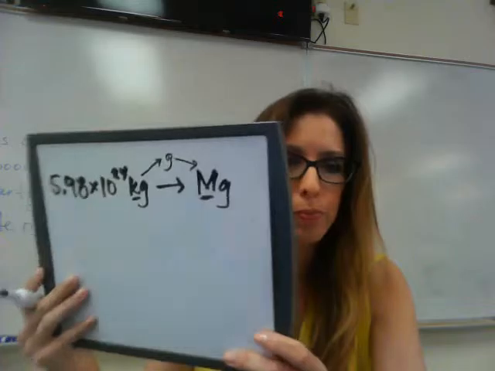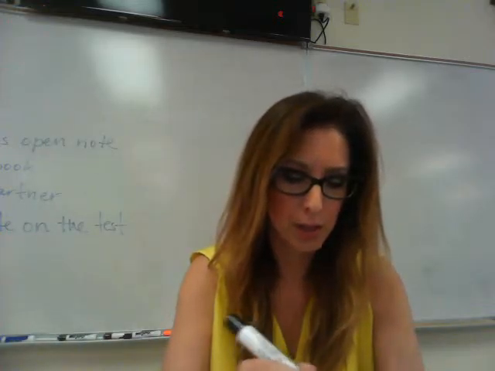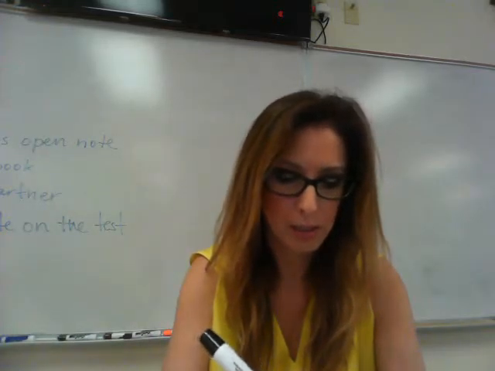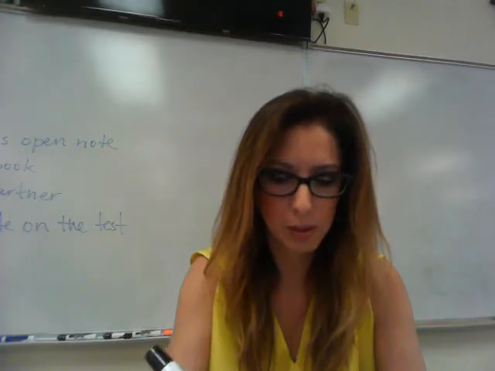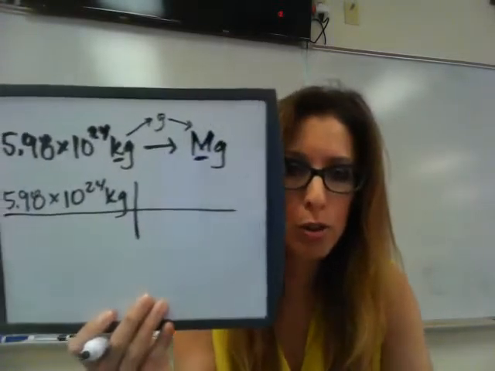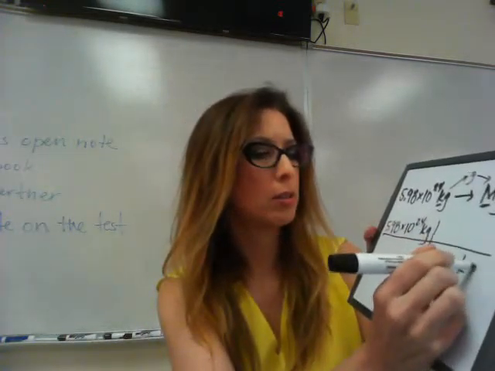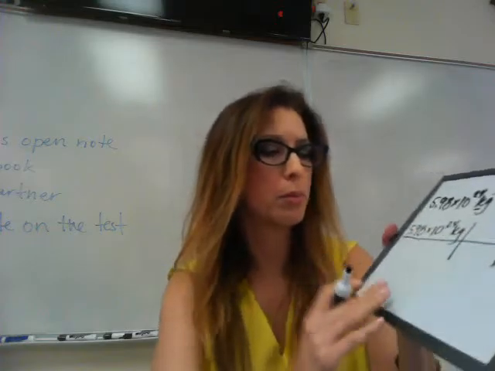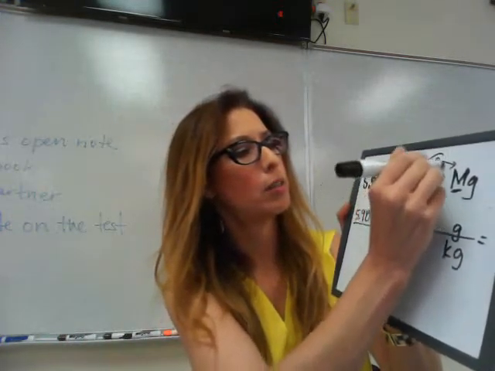Okay, so I'm going to take 5.98 times 10 to the 24th kilograms, and I'm going to put it in the upper left-hand corner with a unit like this. Then we're going to put kilograms on the diagonal, and I'm going to convert to grams first. Okay, so I'm doing this part.